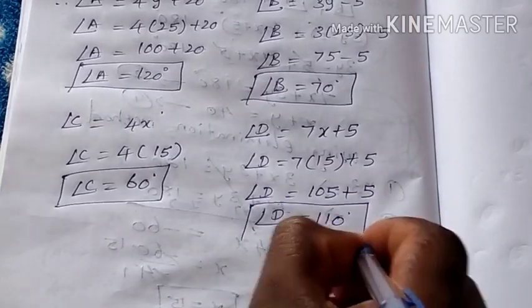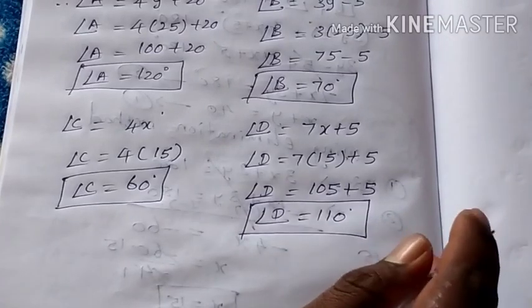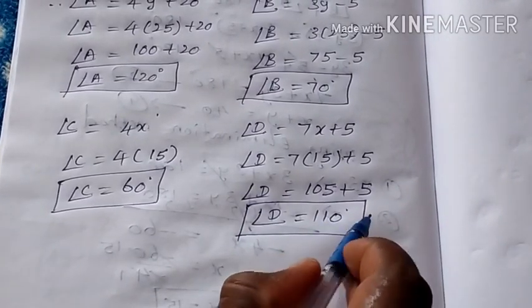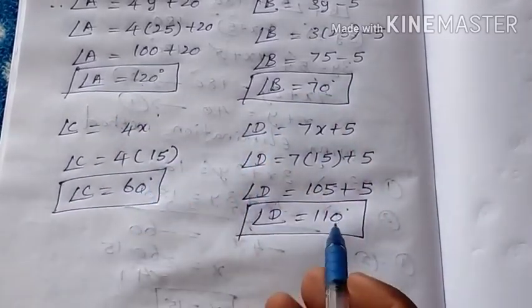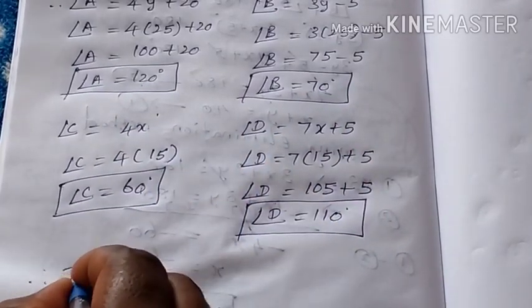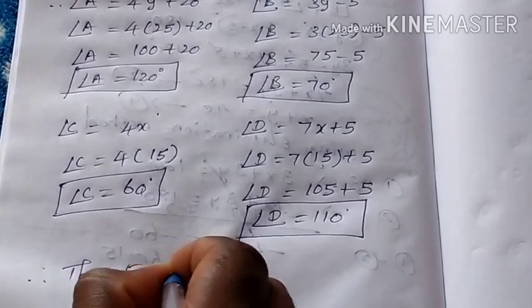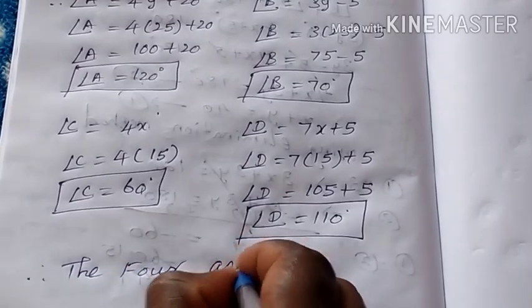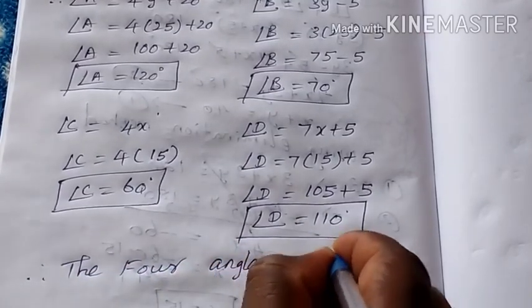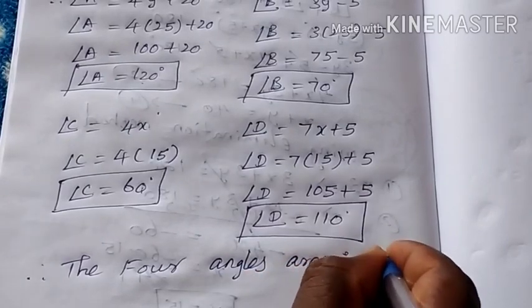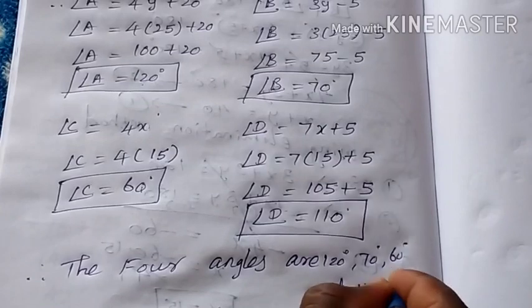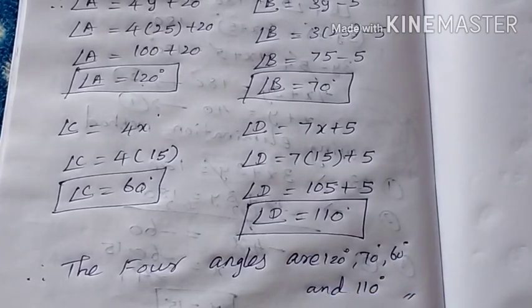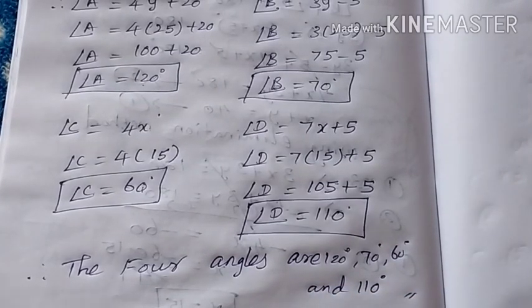Okay, that's all. The question is find the 4 angles. Now the 4 angle values are 120, 70, 60, 110. Therefore, the 4 angles are 120 degree, 70 degree, 60 degree and 110 degree. That's all. Have you understood?